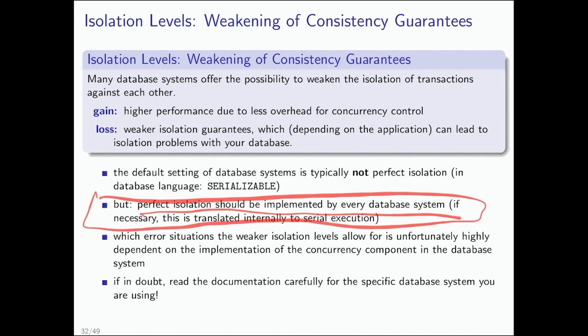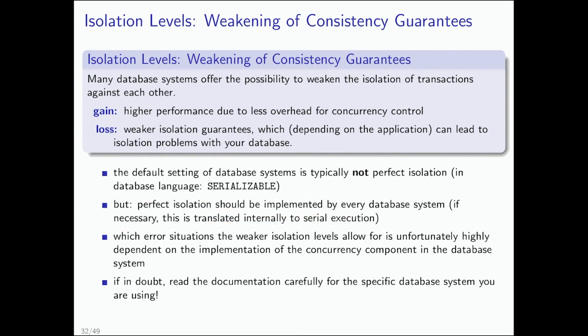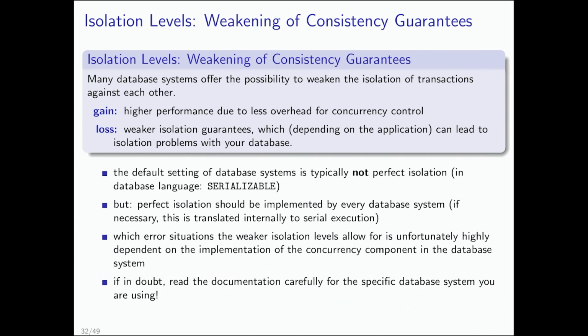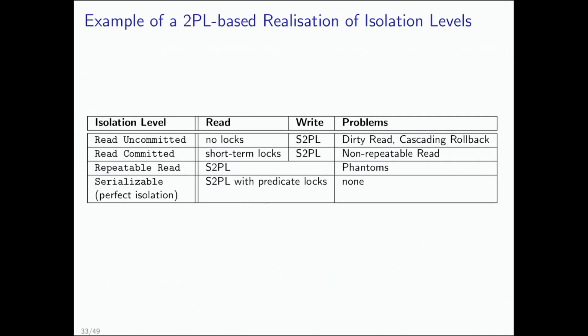So you get one of the most expensive database systems in the world. You set it to serializable and you assume it's isolation heaven. And there's at least one system that says, no, it's not. It's called serializable, right? But no, it's not. I'll show the example in a moment. If in doubt, that's the most important thing: read the documentation about the database system you're using. What is this system doing with isolation levels?